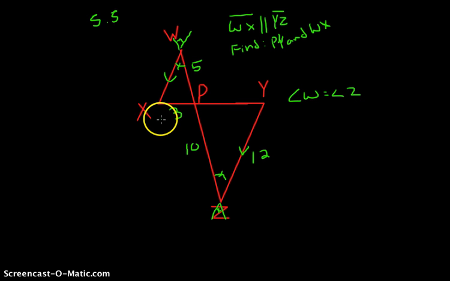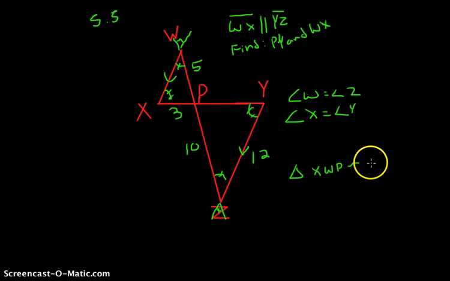And then, because again these two lines are parallel, you can say that angle X is equal to angle Y, the same way that we just got that angle W is equal to angle Z. And now that we have two sets of equal angles, you can say that triangle XWP is similar to triangle YZP. And you prove this because of angle-angle similarity.